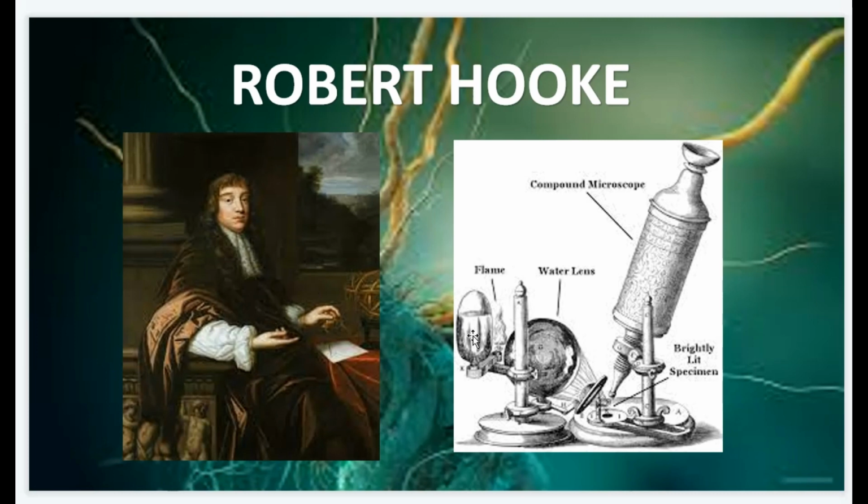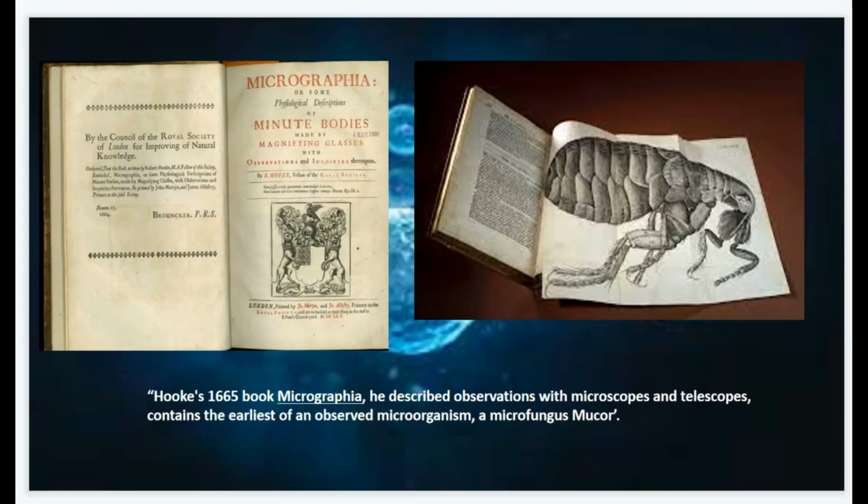He made a compound microscope, and he used it to see almost everything he could under the microscope. After taking all the observations he saw under his microscope, he wrote a book called Micrographia of Minute Bodies. See the book here? It is a picture of the original book, Micrographia of Minute Bodies.